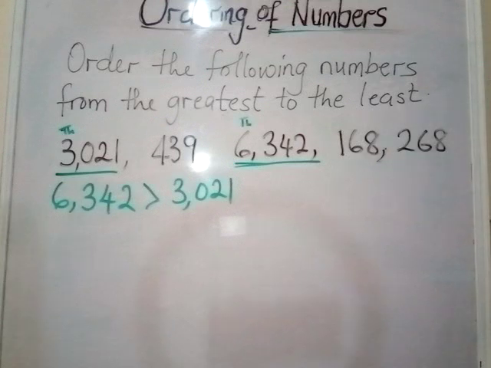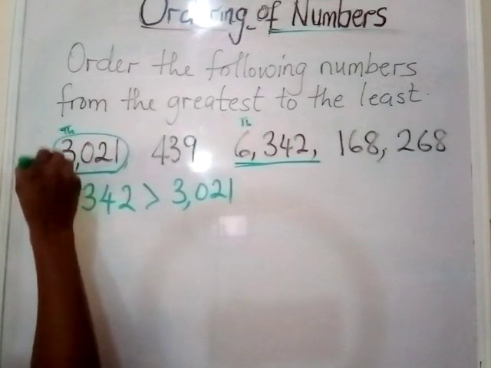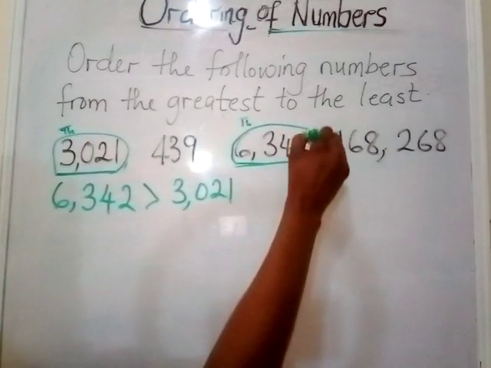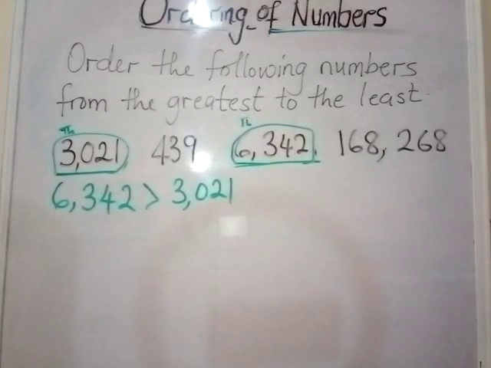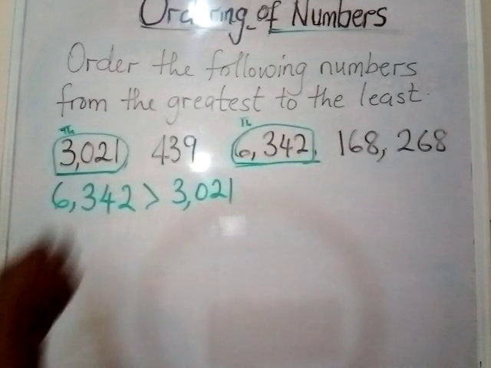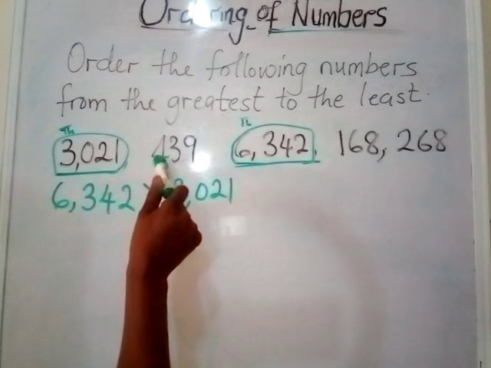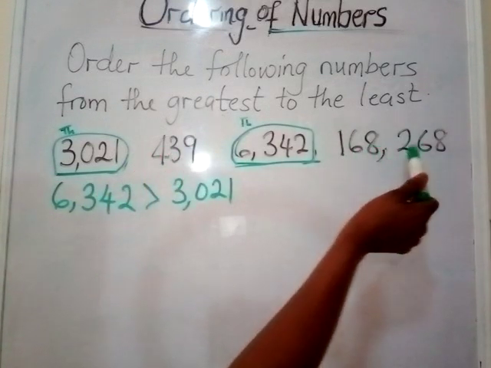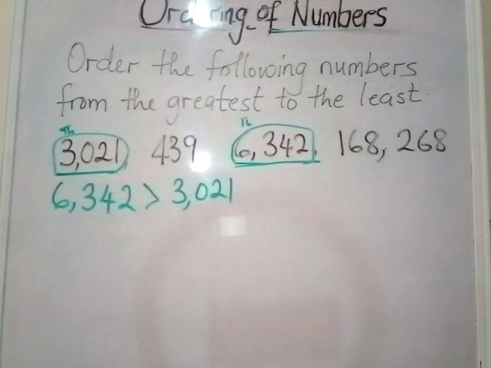Okay? Now we can just circle them to help take our eyes off them so we don't get distracted. Those are out of the way. Now the next numbers we're looking at are 439, 168, 268. So the 3 of them have 3 digits. So what do we do?